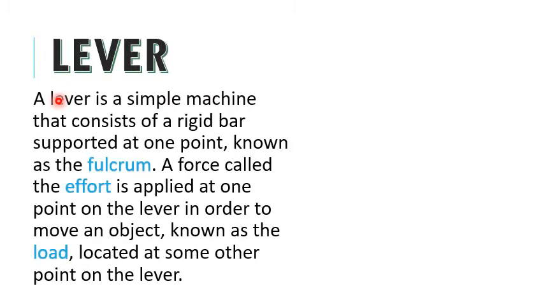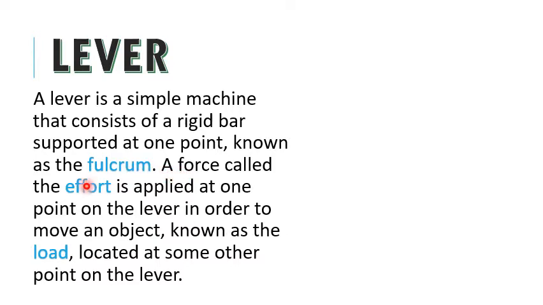So let's talk about number 1, that is lever. A lever is a simple machine that consists of a rigid bar supported at one point known as fulcrum. This is very important for you. We need to remember what is fulcrum. Fulcrum is basically the point by which the bar is supported. That point would be fulcrum. And we can also say that fulcrum is the turning point of a simple machine.